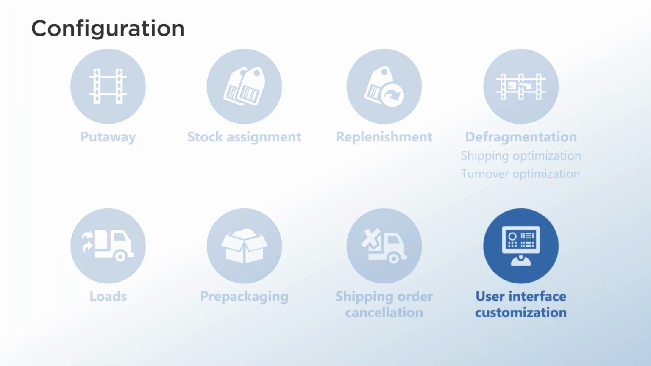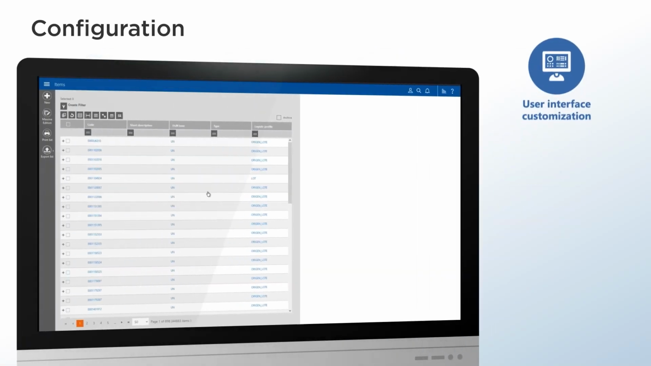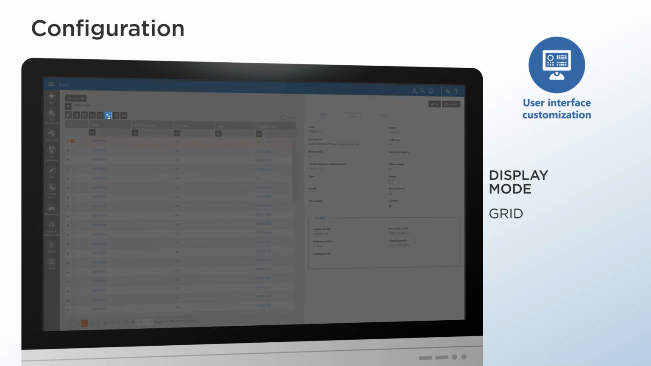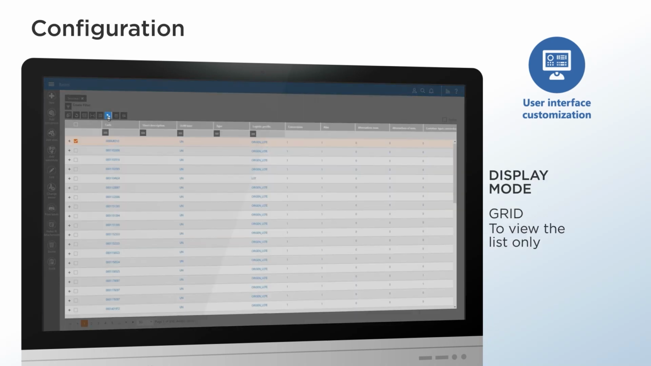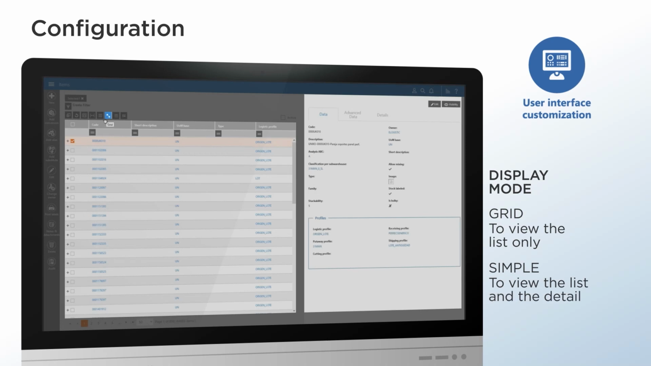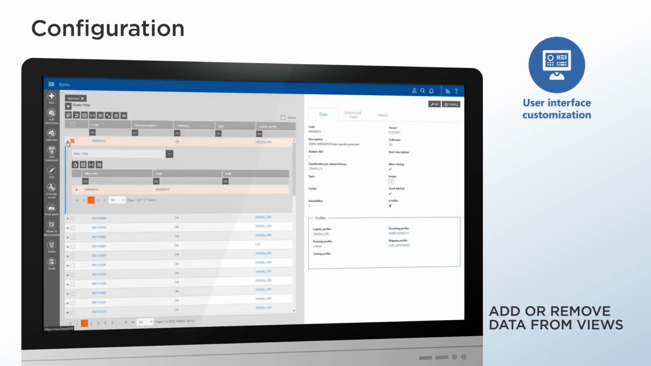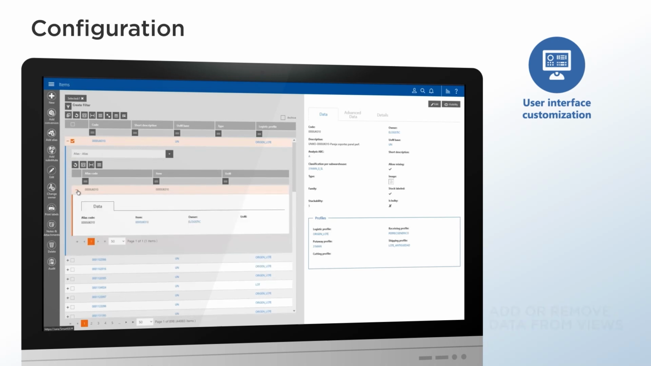User interface customization. For each view, Easy WMS allows each user to select the most comfortable way of working with the application. Display mode: Grid for viewing the list only, or Simple for viewing the list and the detail of the selected item. Add or remove data from views to adjust the views to the information each user needs.